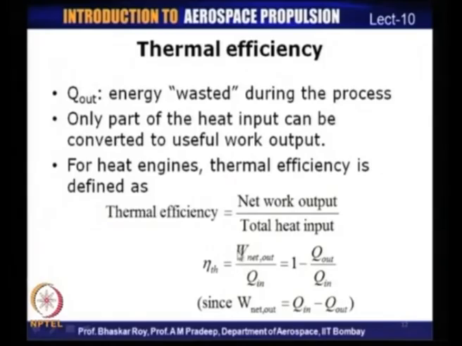We already saw that W net out is equal to Q in minus Q out, and therefore, eta thermal is 1 minus Q out by Q in. So, thermal efficiency is the ratio of the heat out from the system to the heat input to the system, subtracted from 1. You can immediately see that if Q out were 0, then thermal efficiency would become 1. That is because W net out would then be equal to Q in, and you get a thermal efficiency equal to 1, or 100% efficiency of a system.